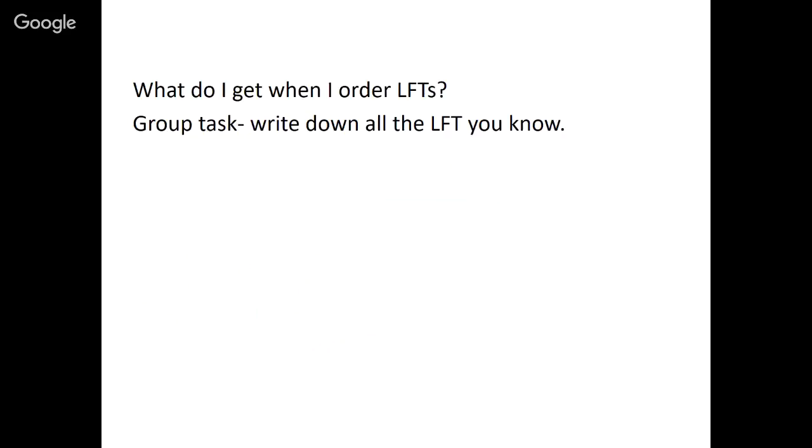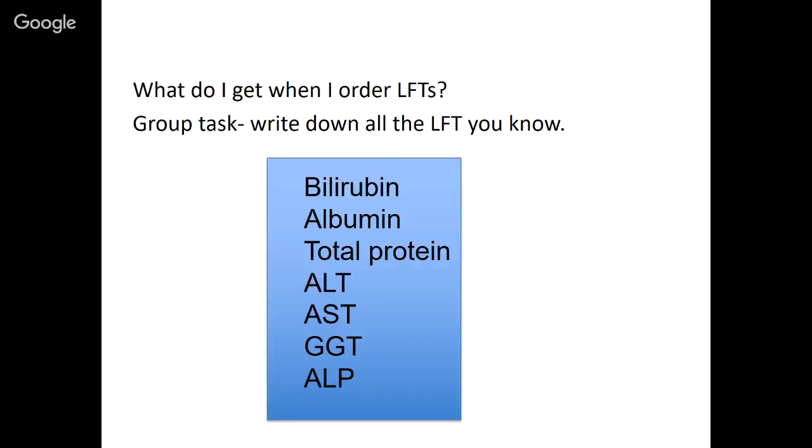Okay, brilliant guys. So basically when we order liver function tests, we get certain things come back like bilirubin, albumin, total protein, and many of you have mentioned things like ALT, alanine transaminase, AST, aspartate transaminase, gamma GT, gamma glutamyl transferase, and ALP, alkaline phosphatase. Just remembering that alkaline phosphatase can be in the liver or the bone, so you can have liver ALP or bone ALP, and you can tell the difference between them in the lab.